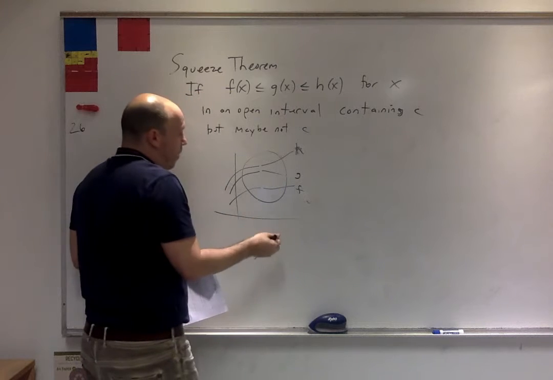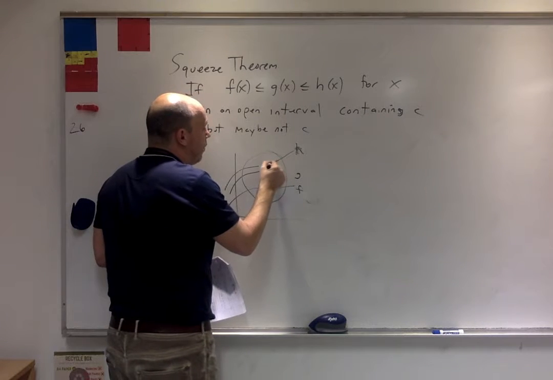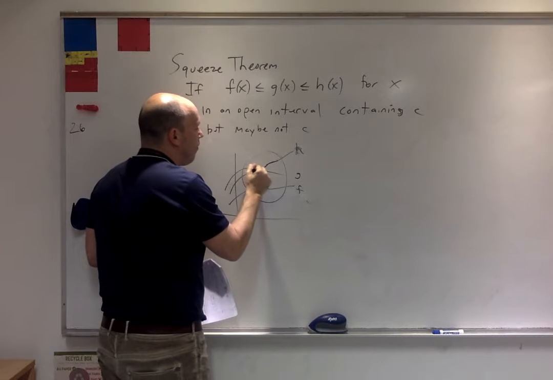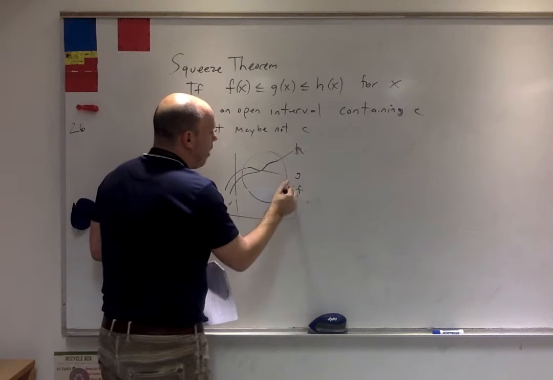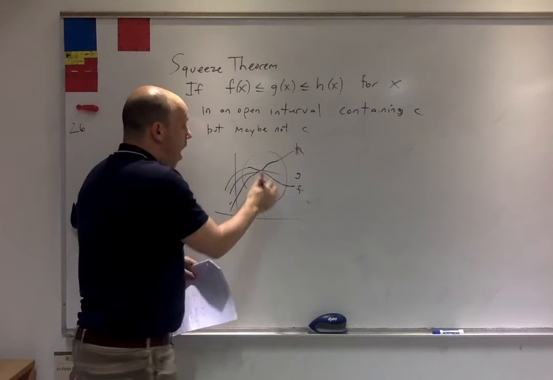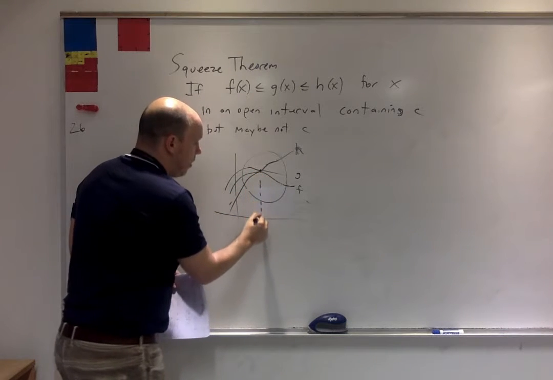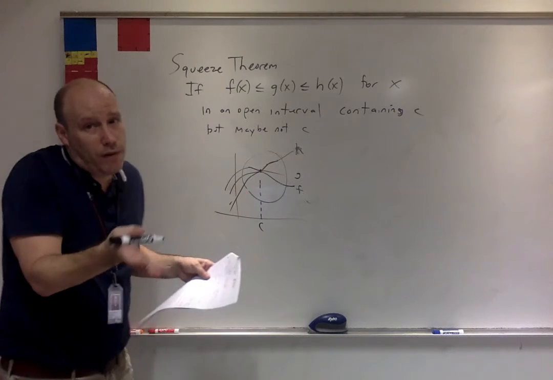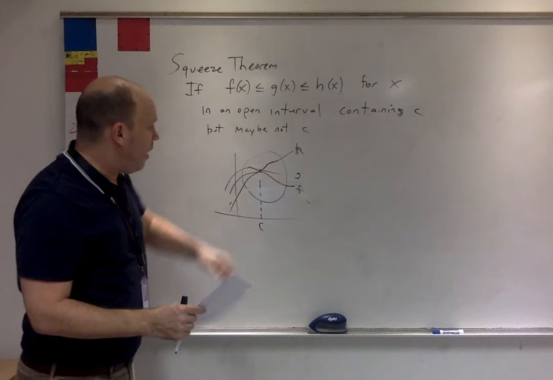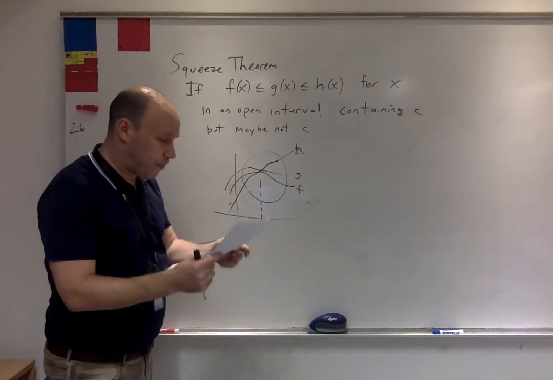Now, I'm going to change the picture a little bit to make it look kind of like this. And here's f. Now, once again, this is C. It may or may not be part of the function, but that's the idea. They're all approaching it, with h, g, f in order.